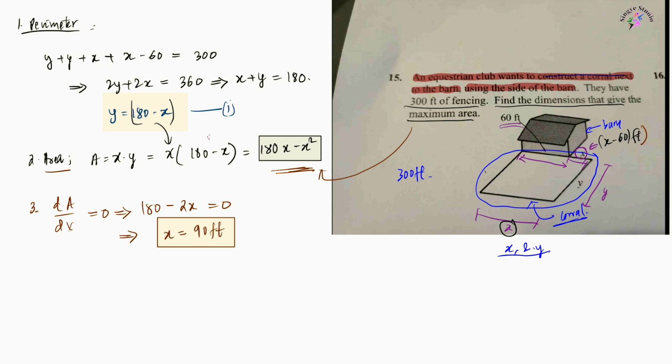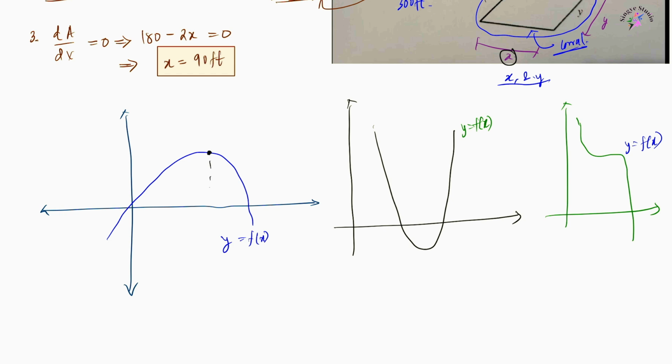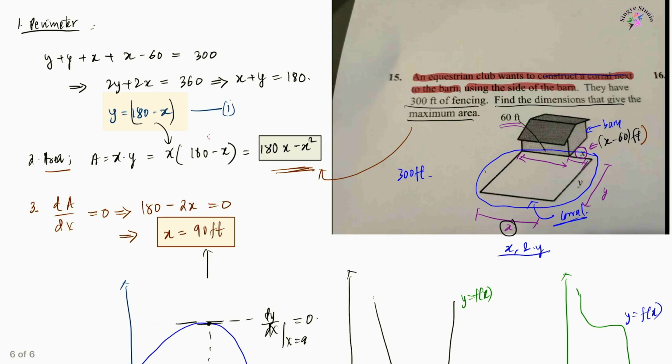Now to check whether, when x equals 90 feet, the area will be maximum or minimum, we have to find the second derivative of the function. We have to do a derivative test, and we have 3 conditions. For example, see here. If this is the critical point, which is x equal to a, here it is 90. What is the slope here? The slope is exactly 0, which is dy upon dx when x equals a is 0. So this is the main reason why we are equating this to 0 at first.